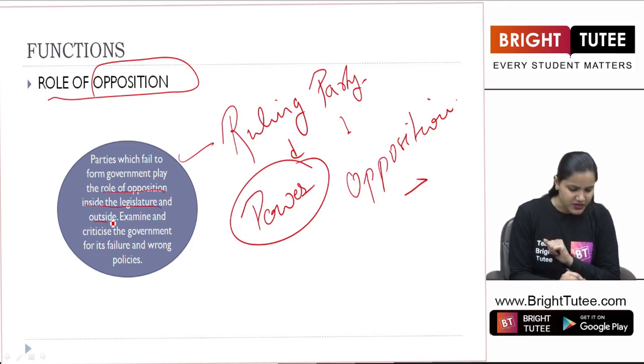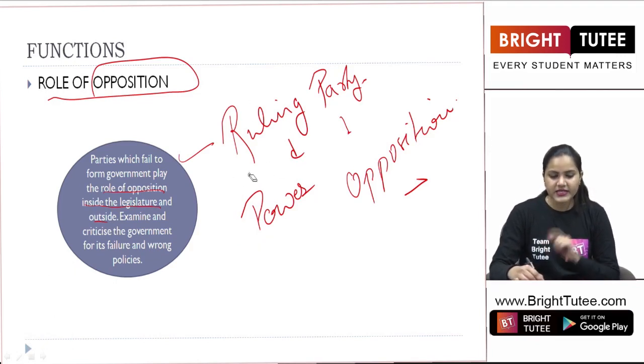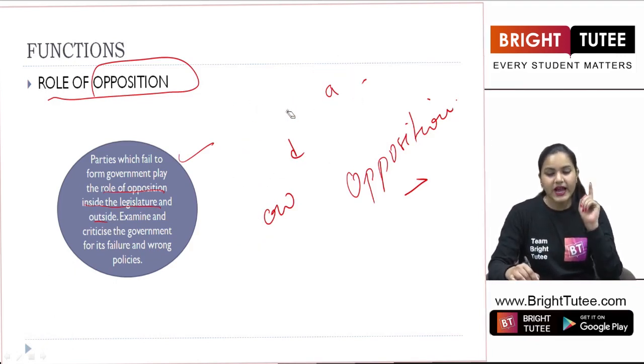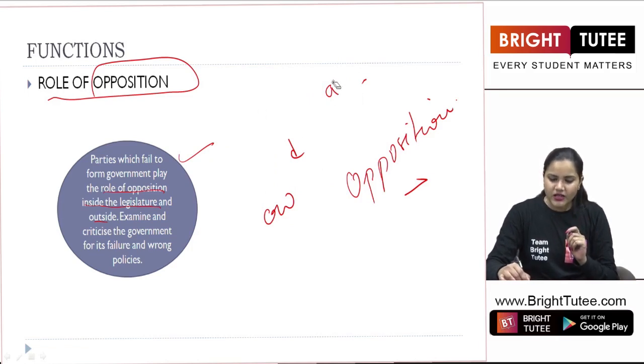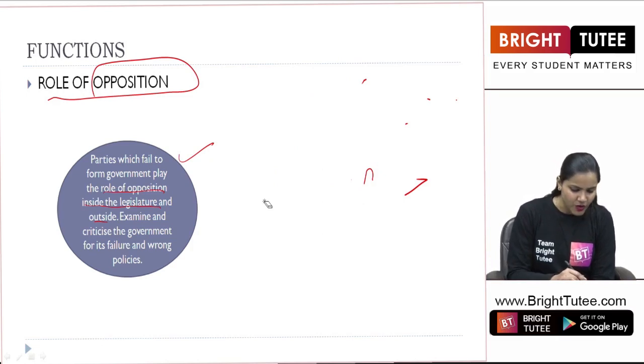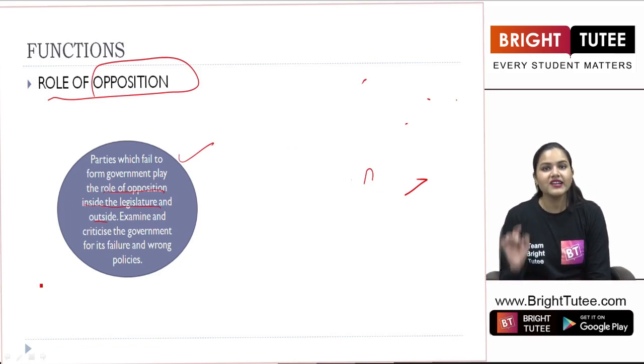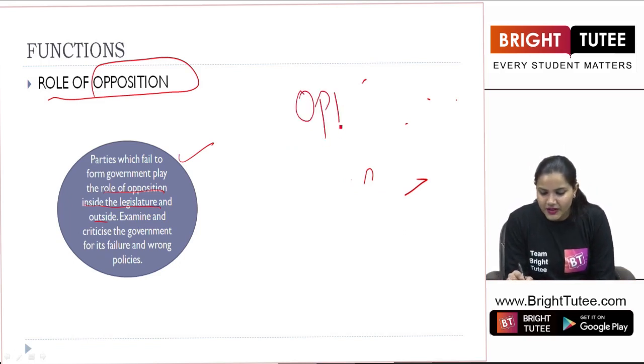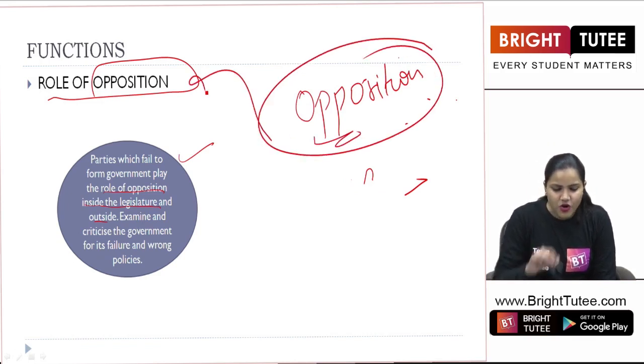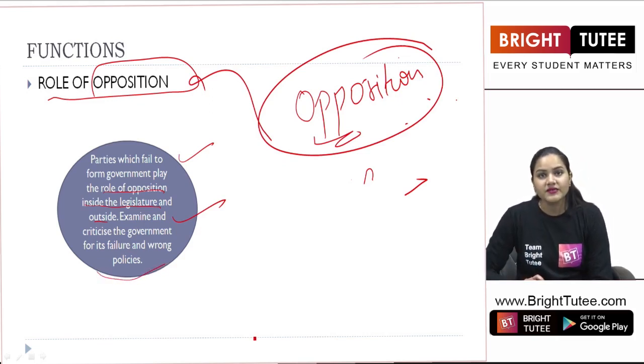So, here are two groups. Let us try to understand that. So, the first group here is that of the ruling party, the party that forms the government, and the other one is opposition party, the party that was not able to form the government. So, therefore, they have an important role to play in our democracy, that is of being in the opposition. Now, what are the functions of these opposition parties? So, they examine and criticize the government for its failure and wrong policies.